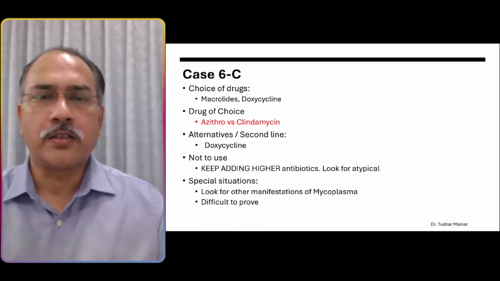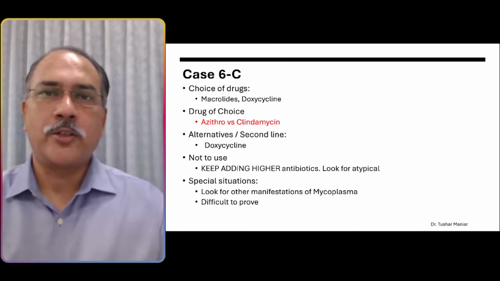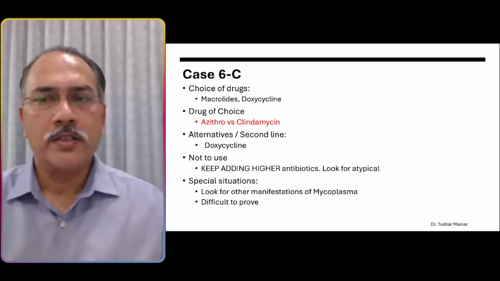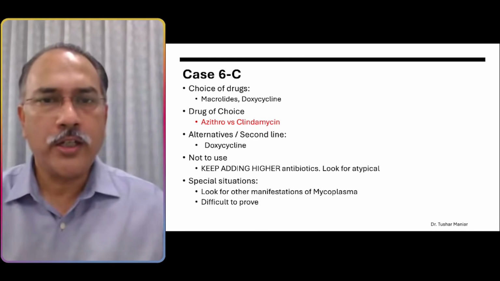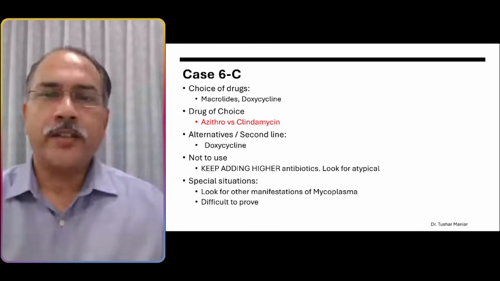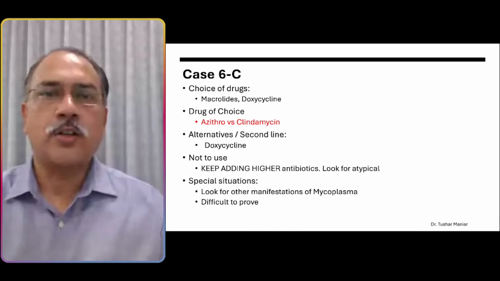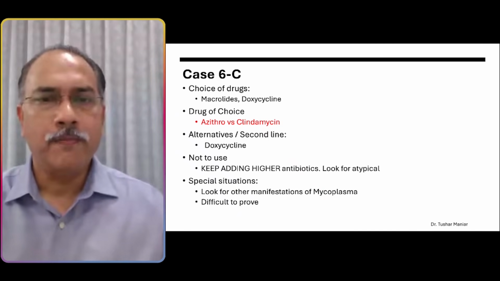Why have we written doxycycline here? Because recently there are some cases of mycoplasma resistant or non-responsive to macrolides. But again, please don't jump to conclusions on this. The majority of patients that we see are going to respond to azithromycin, and this is going to be a very rare situation where they have either taken macrolides earlier or they have some immunocompromised state, etc. In which case, doxycycline can be kept in mind.